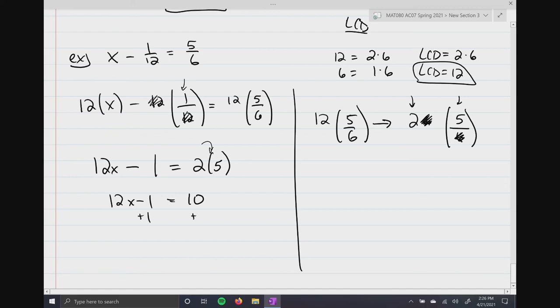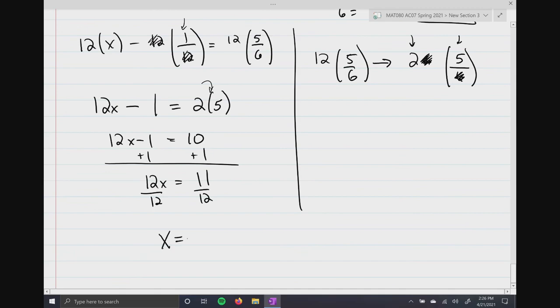Step 4, I'll get my constant terms together by adding 1 to both sides of my equation. Step 5, I will divide both sides by 12 to give me x equals 11 over 12. And that's it for today.